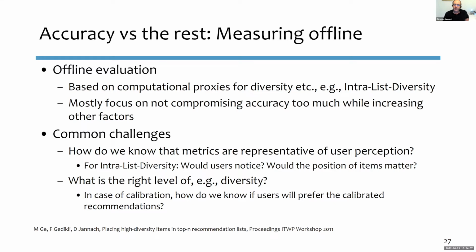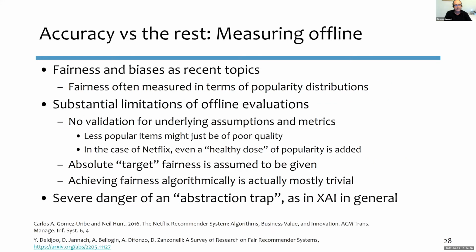And we did some minor, preliminary work to see if we position the diverse elements at the very end of the list, people won't notice probably. So the perception of the diversity depends also on the arrangement of the list. And then the other question, well, what's the right level of diversity? So is 10% diversity good or bad? So how do we know? And also, if you think of calibration, which is more popular in recent years, how do we know if users would prefer this? So maybe they don't notice. So the offline measurement problem persists.